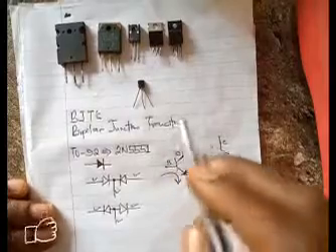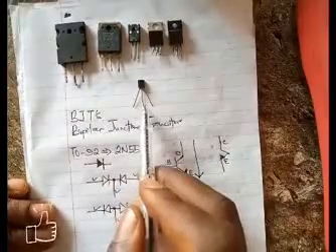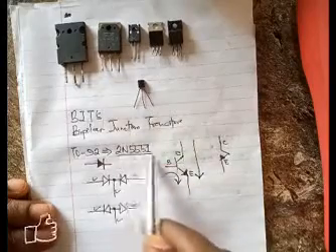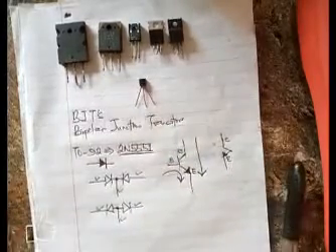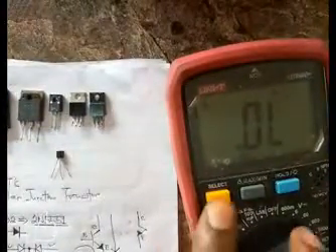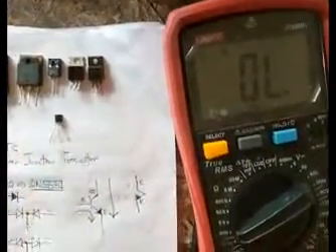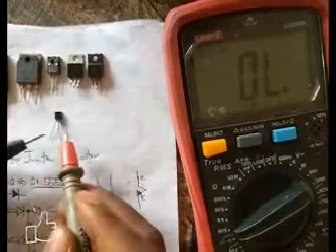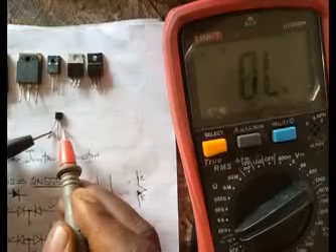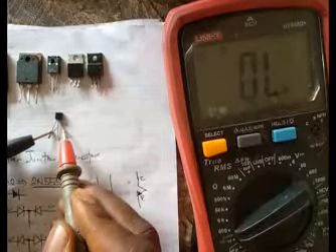Okay. Now, we know that this is the base and this is the collector and this is the emitter for this particular transistor. So the first thing we do for us to test is switch our meter to continuity mode and then connect it across collector and emitter. There mustn't be any contact between the two of them.